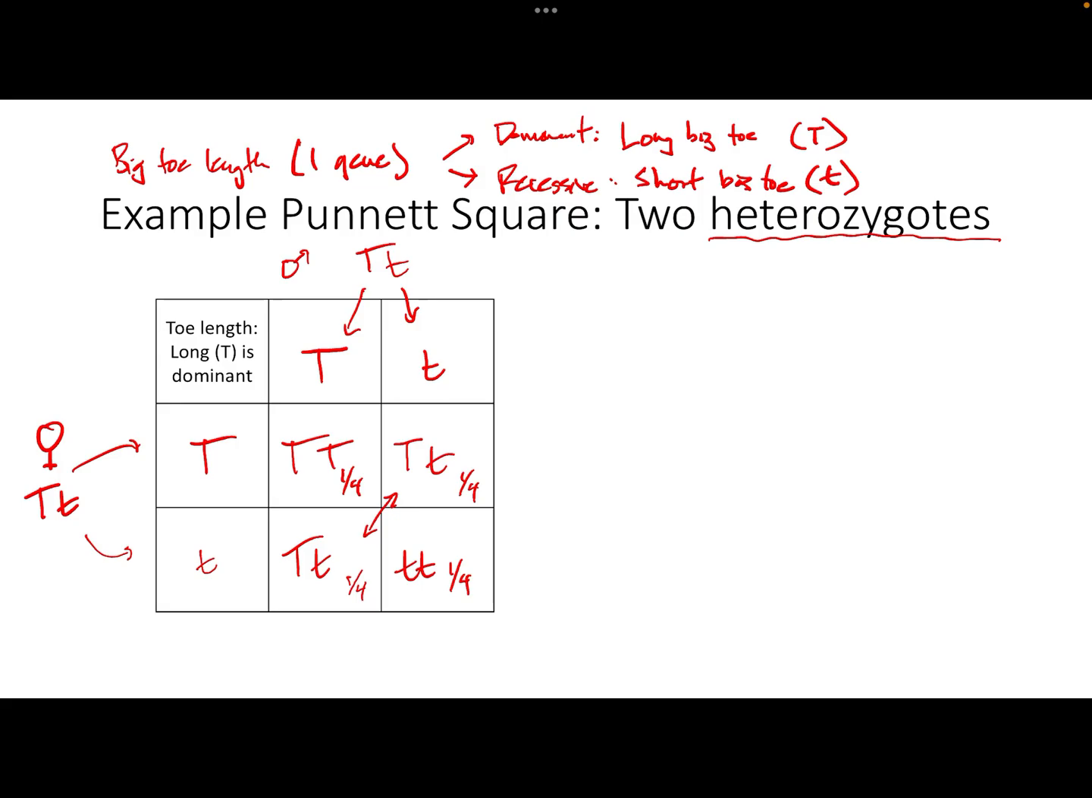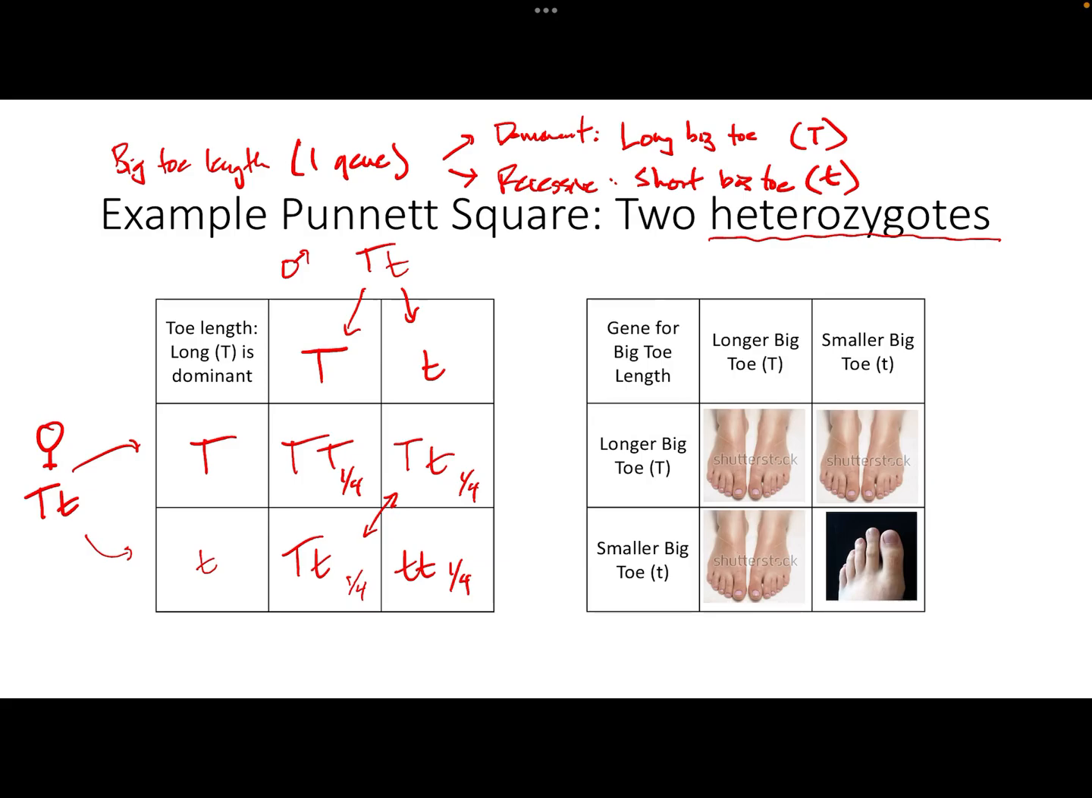Those three genotypes will result in only two phenotypes. Any organism that has at least one copy of the long big toe allele, the dominant allele, will have big toes that are longer than the other toes. The only way that you will show the recessive trait is if you are homozygous recessive and you have two recessive alleles for that big toe length trait.